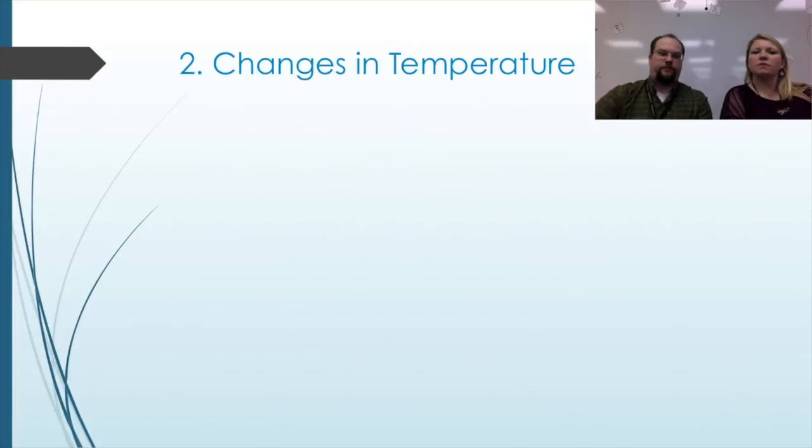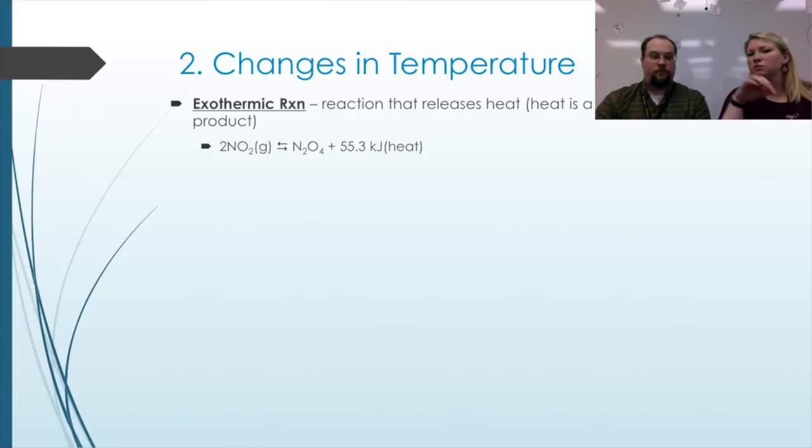The last one we have is changes in temperature. This one's a little bit tricky. You just want to look for where the heat is. In an exothermic reaction, the heat is on the product side, because it's being produced. That would be any number symbolized by the kJ, or kilojoules. I usually put heat or energy, whatever the case may be. So that one would be exothermic.